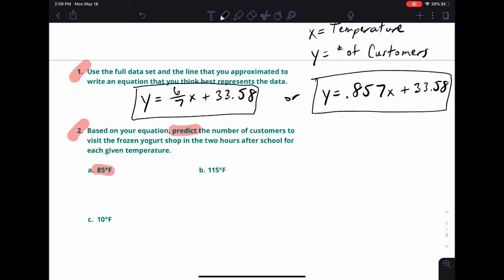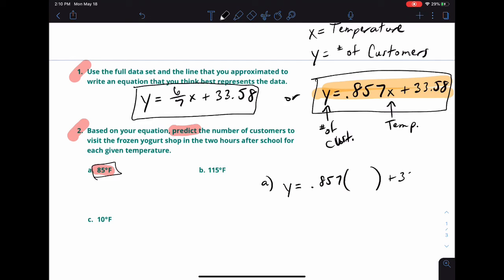So I'm going to use the equation that's in decimal. Again, if I see an X, that means temperature. If I see a Y, that means number of customers. For letter A, they give me a temperature. So guess where that's going to go? It's going to go in for X. So Y equals 0.857, no longer X because they gave me temperature, so 85 goes in here.